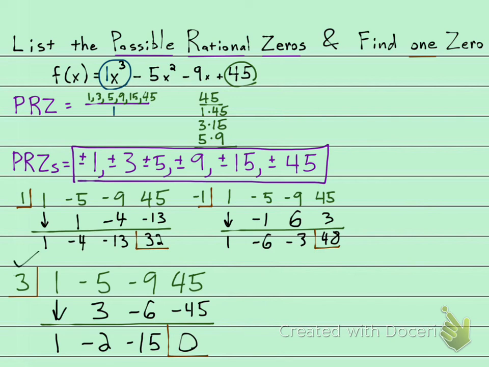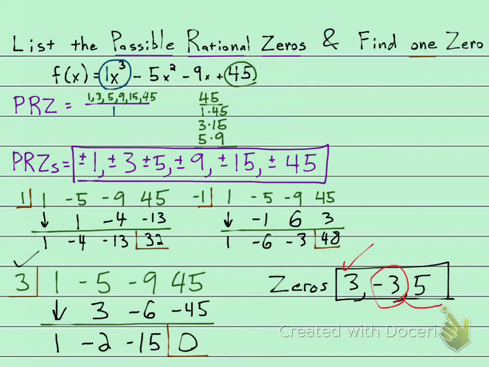All right, the other two zeros, just for your reference, the zeros are 3, negative 3, and 5. So maybe you want to try synthetic division. We already did 3 to find out that that works. Maybe you want to try synthetic division with negative 3 and with positive 5 to make sure that you get a 0 in the end.